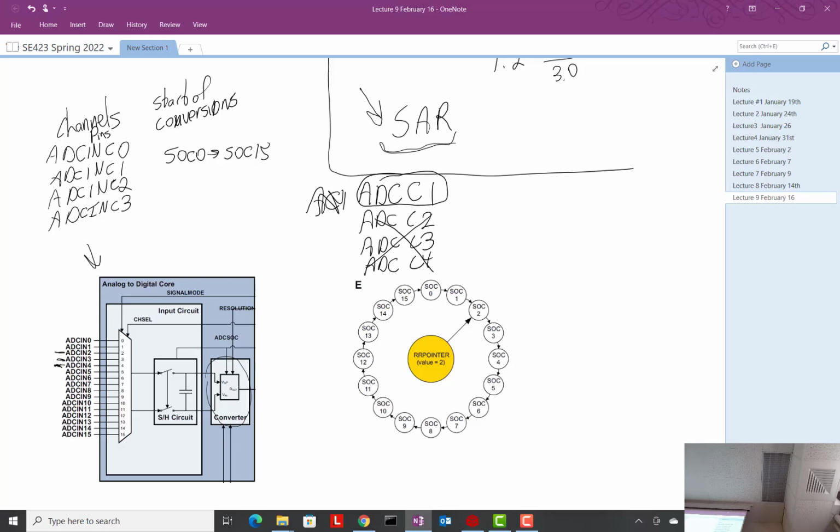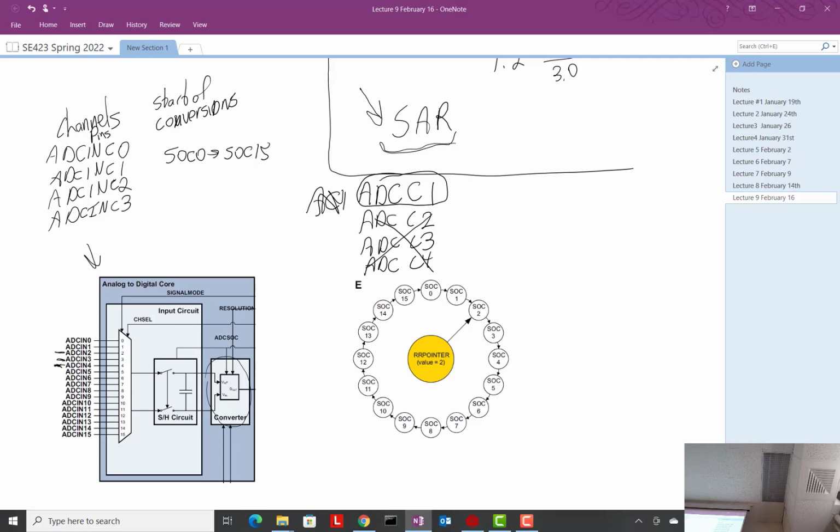Do not worry about that. We're going to keep the priority always 0 as the highest, then 1, 2, 3, 4 in that order. So for an SOC, we have to set up a trigger. We're going to trigger all the conversions that we want at the same time. Once the SOC is triggered, the highest priority one starts converting, and then it goes to the next one, and then the next.